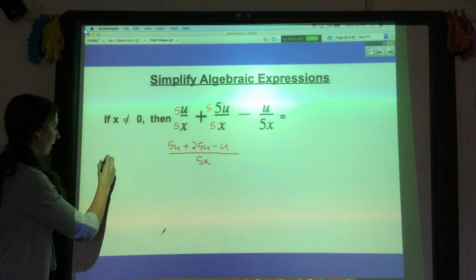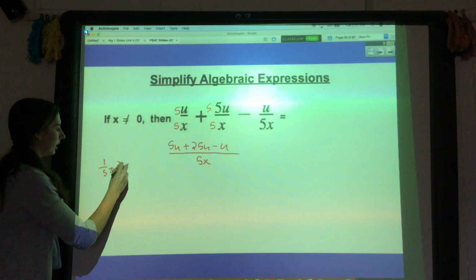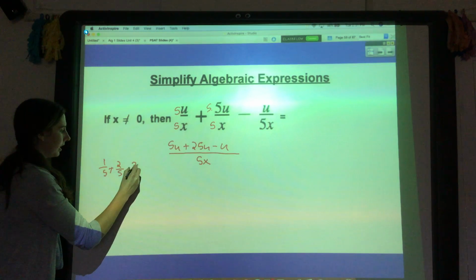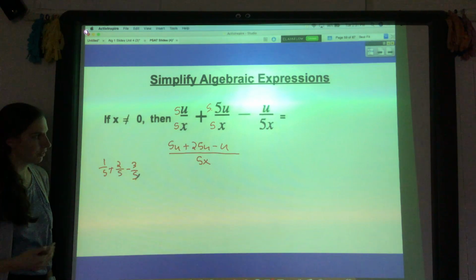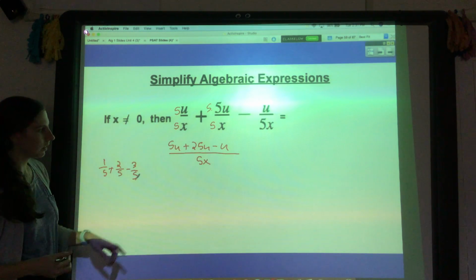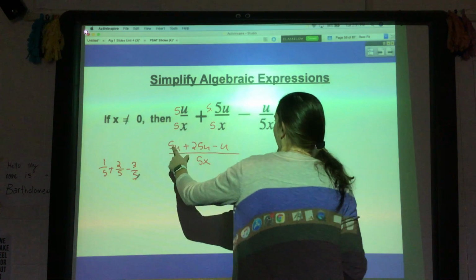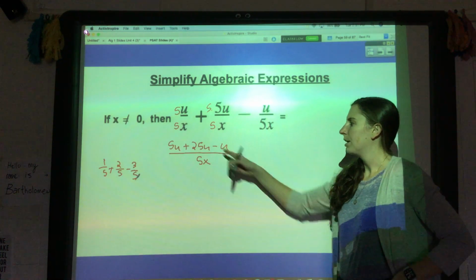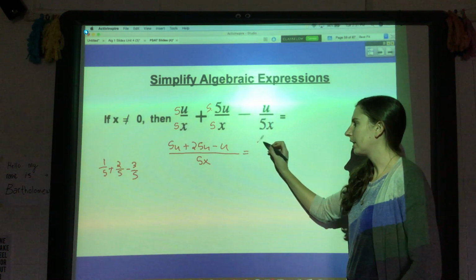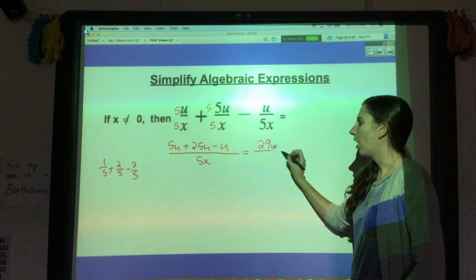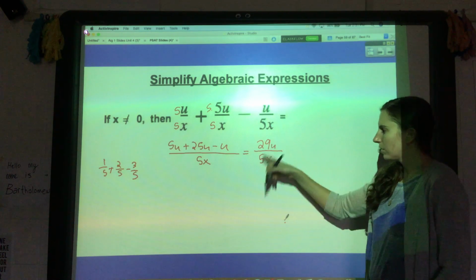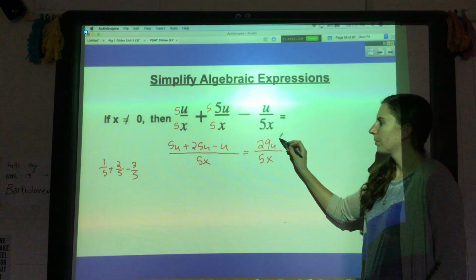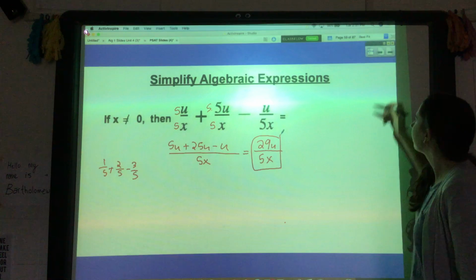Just like if I had 1/5 plus 2/5 minus 3/5 or something like that, I could do 1 plus 2 minus 3 all over 5. It's the same idea. Let's combine these. 5 plus 25 is 30, minus 1 is 29u, all over still 5x. Nothing else simplifies or divides there, so that's my final answer.